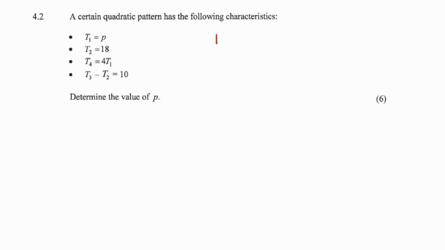So we know that term 1 is p, term 2 is 18, term 4 is 4 times term 1. So term 4, okay, we don't know what term 3 is, but we know that term 4 would be 4p, because they said that term 4 is 4 times term 1, and term 1 is p. Then it says term 3 minus term 2 is 10. What that means is that this difference is 10. So that means that this is 28. So that this difference is 10. Because they said term 3 minus term 2 is 10.